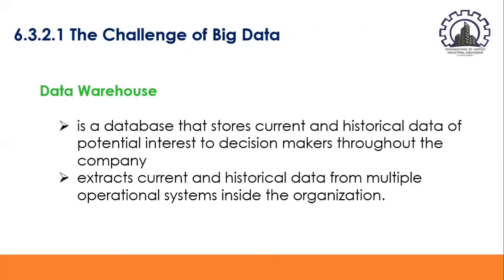Now, if I say data warehouse, it is a database that stores current and historical data of potential interest to decision makers throughout the company. This means that the data originate in many core operational transaction systems, such as systems of sales, customer accounts, and manufacturing, and may include data from website transactions. Aside from that, a data warehouse extracts current and historical data from multiple operational systems inside the organization. These data are combined with data from external sources and transformed by correcting inaccurate and incomplete data and restructuring the data for management reporting and analysis before being loaded into the data warehouse.